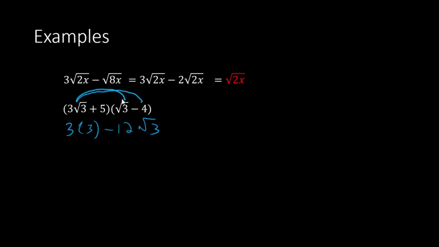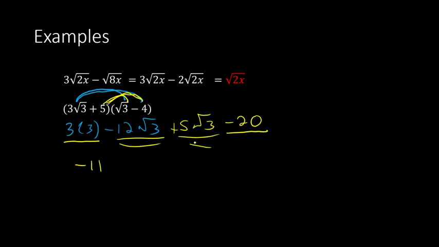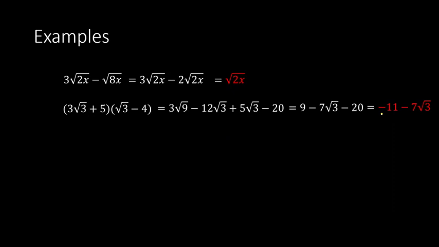And then we want to distribute this 5 to both terms. So we have 5 times the square root of 3, and then 5 times negative 4, which gives you negative 20. All right, so now we can combine like terms. So here we have 3 times 3, which is 9, minus 20 gives you negative 11. And then negative 12 square root of 3 plus 5 square root of 3. Those are like terms. And we have negative 12 plus 5 gives you negative 7. So we have negative 7 times the square root of 3. All right, so this here would be your final answer. And we see that all typed up right here. So again, this is your final answer.